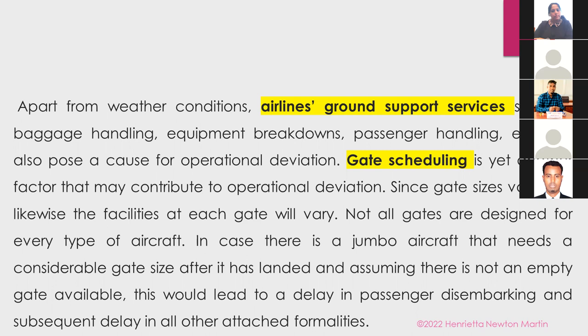Gate scheduling is yet another factor that may contribute to operational deviation. Since gate sizes vary, the facilities at each gate will vary as well. Not all gates are designed for every type of aircraft. In case there is a jumbo aircraft that needs a considerable gate size after it has landed, and there is no empty gate available, this would lead to a delay in passenger disembarking and a subsequent delay in all other attached formalities, right? So gate scheduling is another significant factor that can contribute towards operational deviations, or changes in the normal operations of the airline for a particular flight.